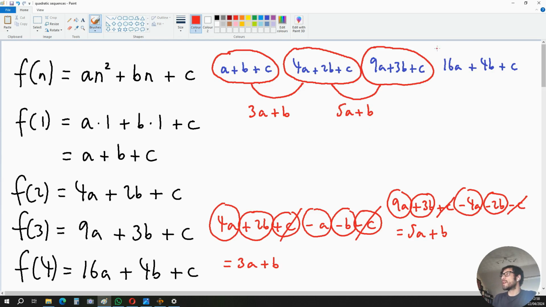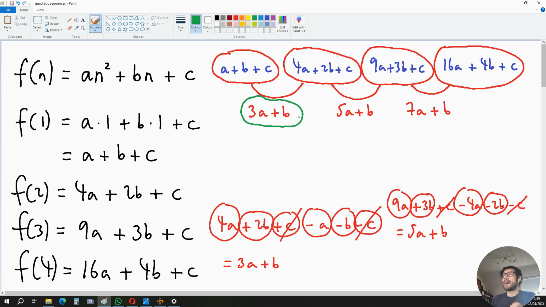Now, what is the difference between the fourth term and the third term? Well, to get from 9a to 16a, we have to add 7a. To get from 3b to 4b, we have to add b. And to get from c to c, well, we add nothing. So the difference is going to be 7a plus b. Okay, so now we have something else that is very important. We have the difference between the second and first term, and that is going to be 3a plus b.